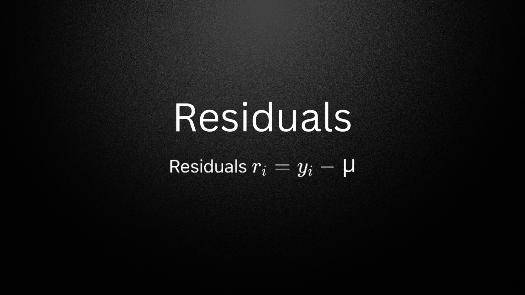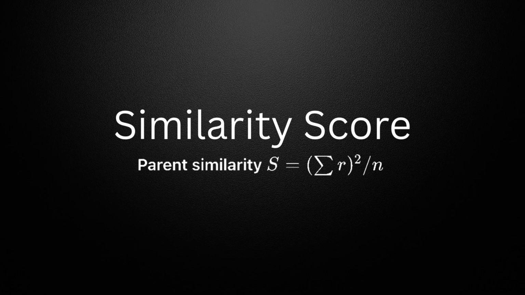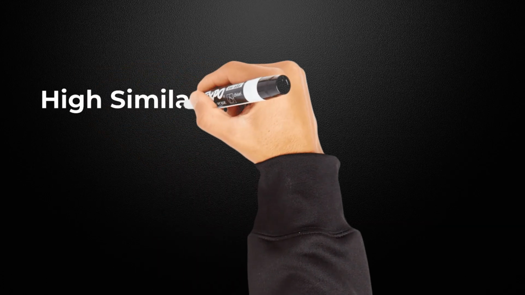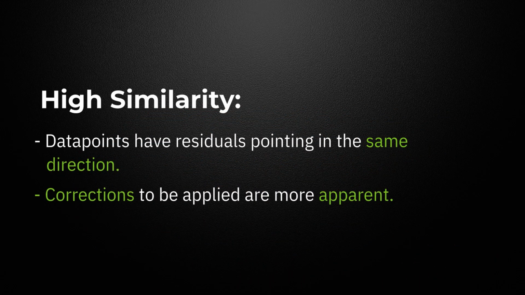After this, we calculate something called the residuals. Residuals are the errors in prediction compared to the mean in this case. We calculate another metric called the Similarity Score, which is the sum of all residuals, which are then squared and divided by the number of samples. Note that the positive and negative residuals cancel each other out, since we do not square the residuals before adding them. Having a large value of similarity indicates that most errors are in the same direction and is considered good.